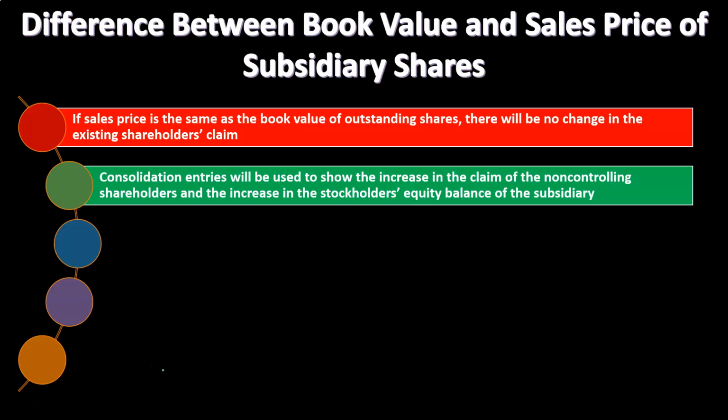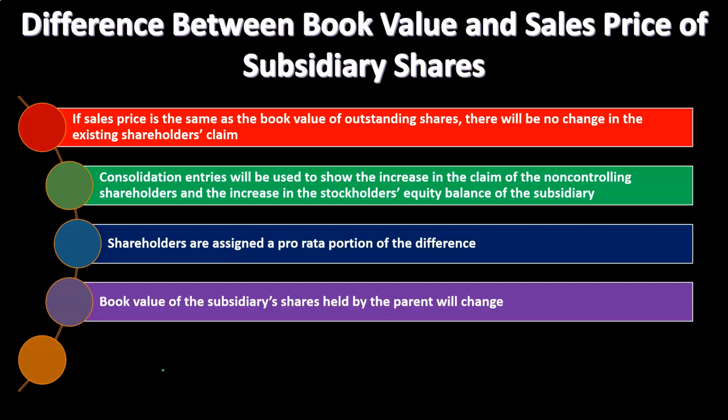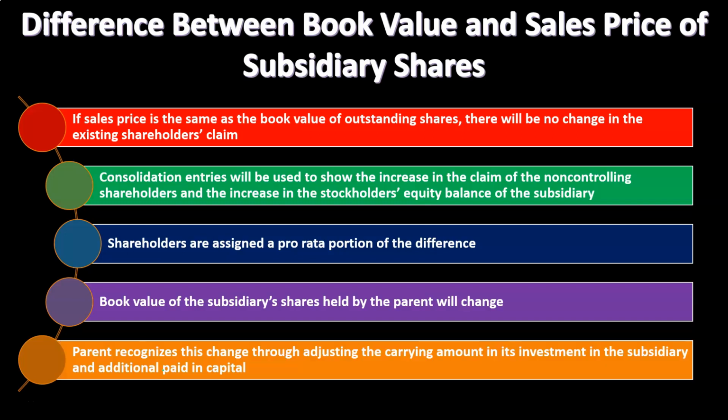Consolidation entries will be used to show the increase in the claim of the non-controlling shareholders and the increase in the stockholders' equity balance of the subsidiary. Shareholders are assigned a pro rata portion of the difference. The book value of the subsidiary shares held by the parent will change. This is one of the more confusing components, and the parent recognizes this change through adjusting the carrying amount of its investment in the subsidiary and the additional paid in capital.